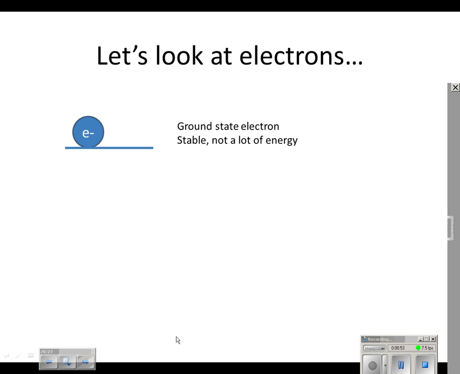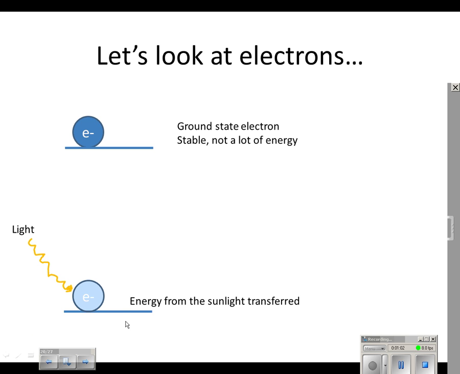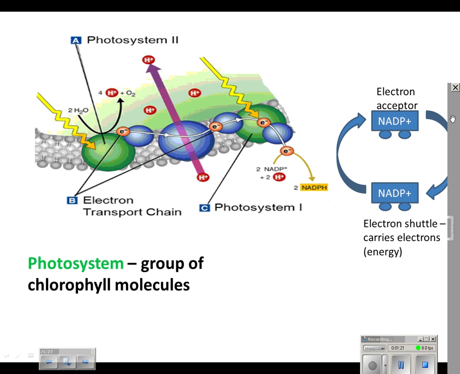Let's start with electrons. Here we have a ground state electron. It's stable. It doesn't have a lot of energy. It's not doing much. Well, if we take that electron and we add sunlight energy to it, it's actually going to become high energy and it becomes excited. So it starts to bounce. Picture this little electron bouncing down along a path because it's excited, it has energy.